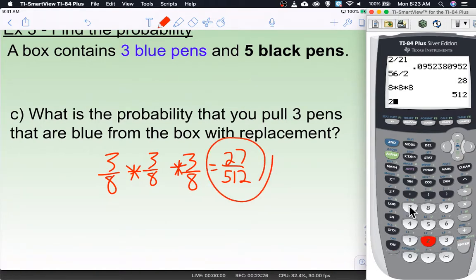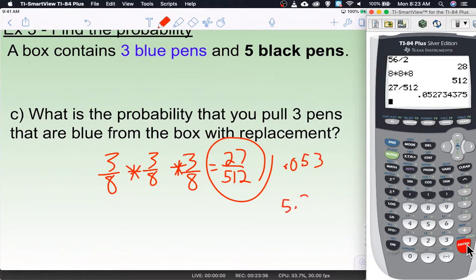Now, if you were curious what that would be as a decimal, that would be 0.053, which is 5.3%. Not very likely to get 3 blue pens in a row.